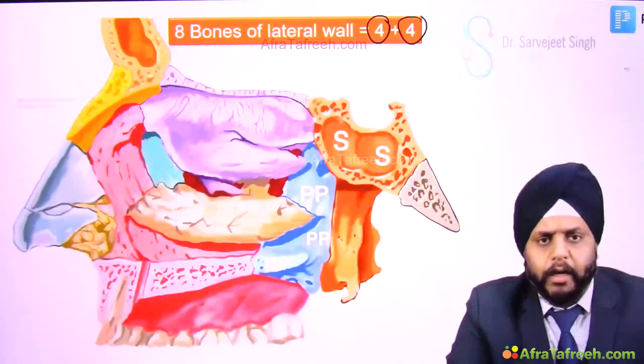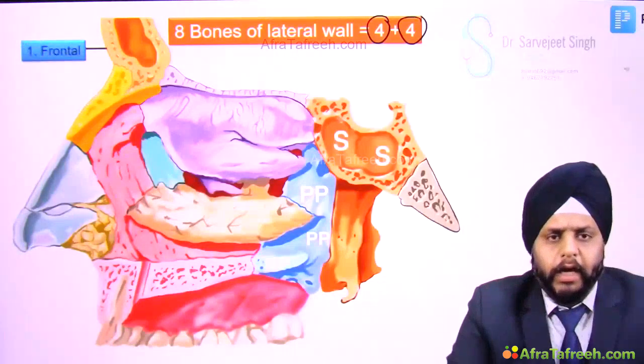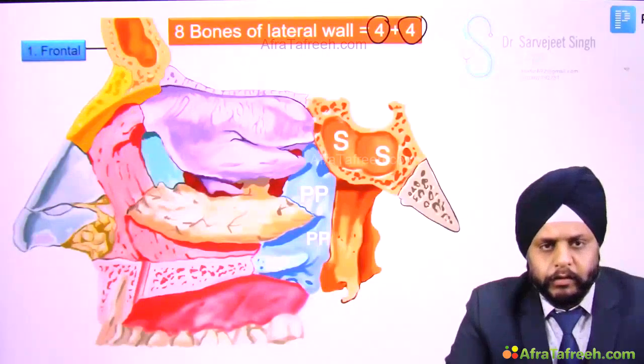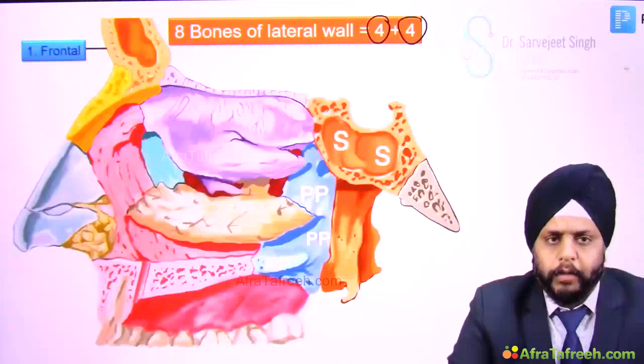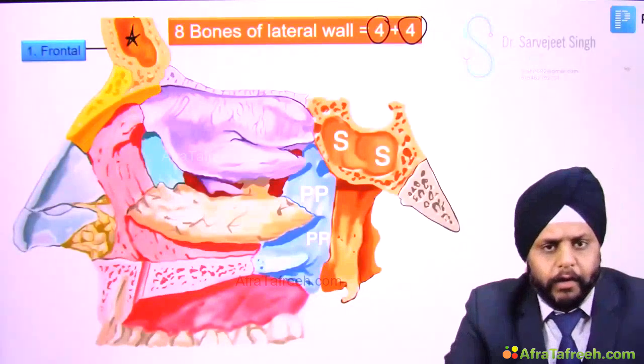So let's see what are the 4 bones. Number 1, let's look over here. We have the frontal bone. As you can see over here, there is the frontal bone. You can see the frontal sinus, identify the frontal sinus, so we have the frontal bone.